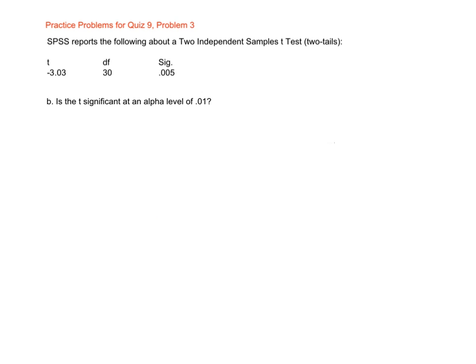Part B asks, is the t significant at an alpha level of 0.01? So it's asking if this t negative 3.03 would land in the critical region. The easiest thing to do here is to look at the sig. And what I'm going to do is create a table. We're going to have my sig on this side, which is technically my p, my probability, and my alpha on this side. Okay, so if we look at the SPSS information, our sig was 0.005.